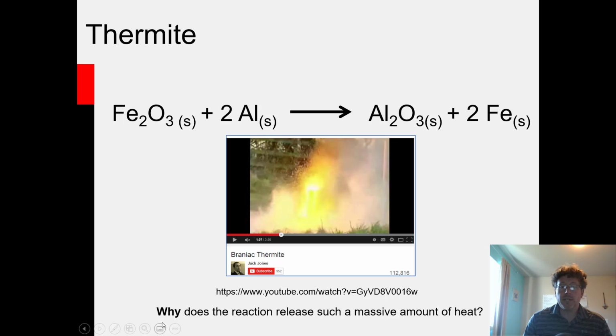The question that we're going to be concerned with in this chapter is, why does the reaction release such a massive amount of heat? And what's the connection between the energy of the bonds in the reactants and the energy of the bonds in the products that allows this reaction to release this massive amount of heat? So I'd recommend you pause the video here, and if you haven't checked out the YouTube video that's linked below, check out that thermite demonstration, and then come back and we'll continue the introduction.